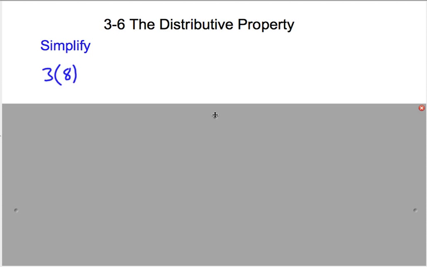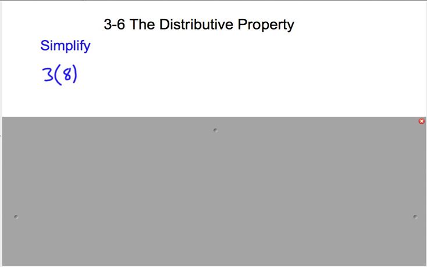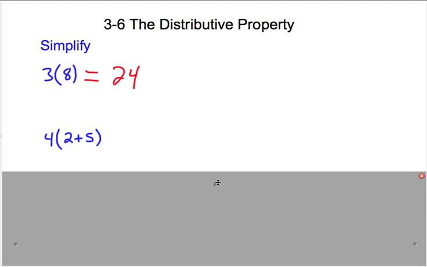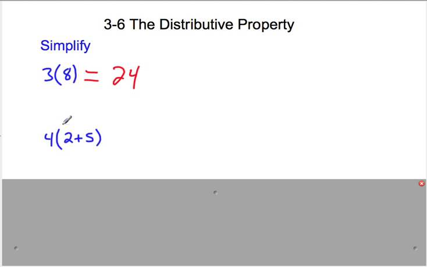So simplify. Simplify in this case is just actually doing the multiplication. 3 times 8. Remember, when there's a number next to another number in parentheses, it means multiplication. So 3 times 8 is 24. So that's how you simplify that. Now I'm going to move this down and we'll get to another problem. In this case, the order of operations would tell us you need to do what's in parentheses first, which in this case is adding, and then multiply by 4. So this is like saying 4 times 7, which is 28.